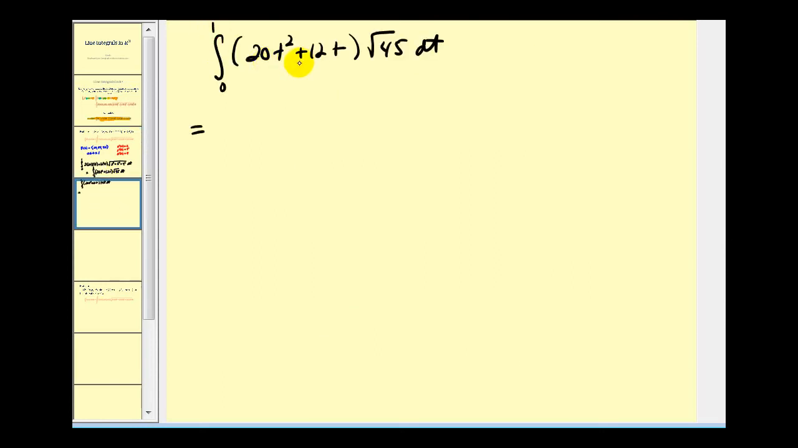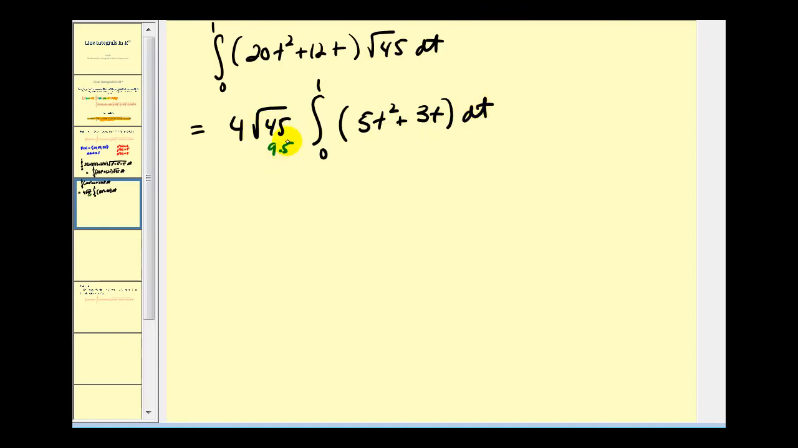Here we have a common factor of 4. Let's factor out 4 square root 45. We'll be left with 5t squared plus 3t. The square root of 45 simplifies to 3 square root 5. So we have 12 square root 5. Now we'll go ahead and integrate.